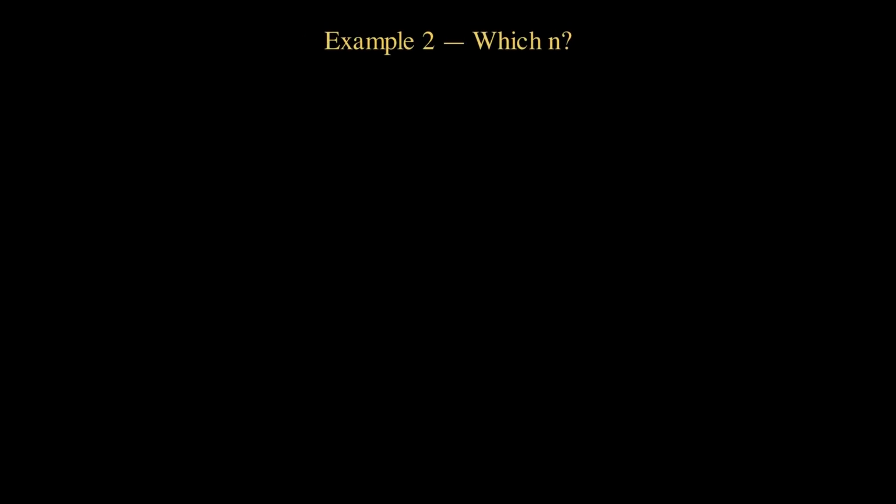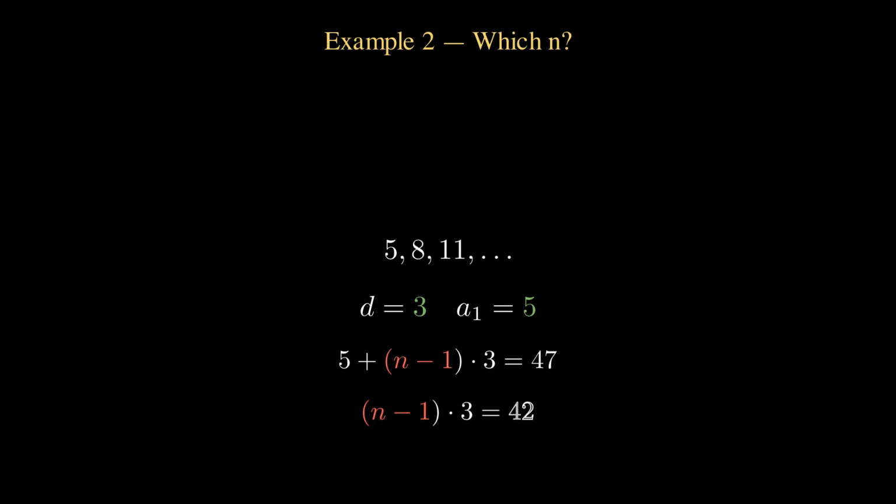Example 2, medium. The arithmetic sequence starts 5, 8, 11. Which term equals 47? Here d equals 3 and a sub 1 equals 5. Set a sub n equal to 47 and substitute into the formula. 5 plus the quantity n minus 1 times 3 equals 47. Subtract 5: n minus 1 times 3 equals 42. Divide by 3, and n minus 1 equals 14, so n equals 15. When n is unknown, the nth term formula becomes a small linear equation in n. Isolate n minus 1 first, then read n.